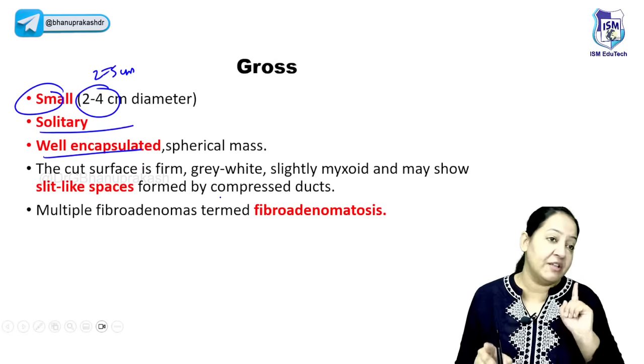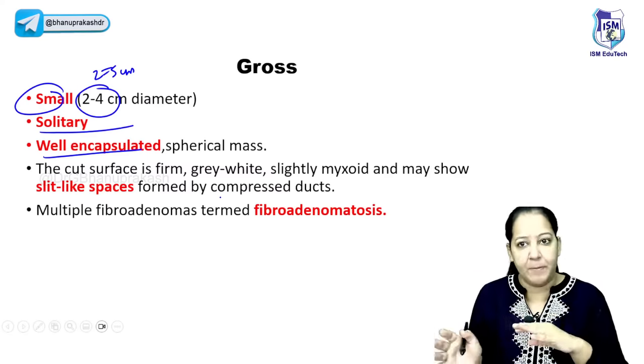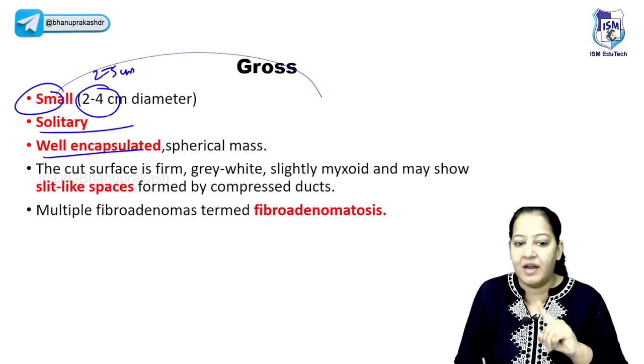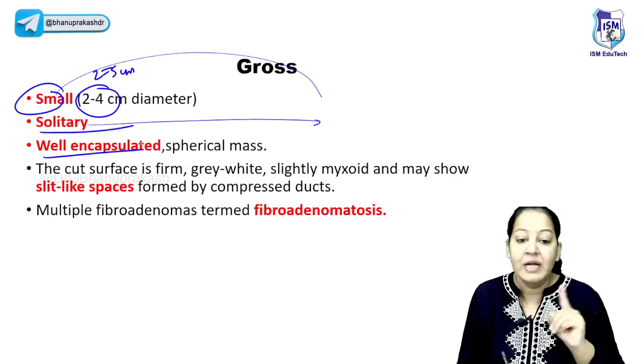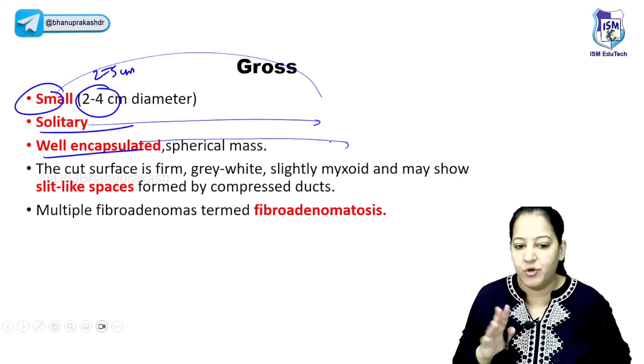Anna, you have to differentiate the phyllodes and the fibroadenoma. Please understand, in phyllodes, everything will be opposite. This one is small, that one will be large. This is solitary, that is usually multiple. Here, capsule is present. There, no capsule is present. No circumscribed tumor is there.